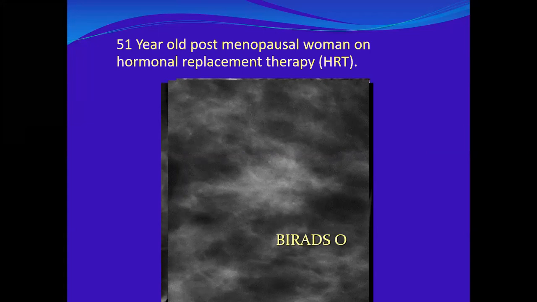But this, you are 100% correct. It is a focal asymmetry. I'll not report it as a mass. Why? Because it is not denser at the center. It's denser at the periphery. Yes, it is speculated, associated with distortion, but the center is not dense. So this is not fulfilling the criteria of a radiodense mass.